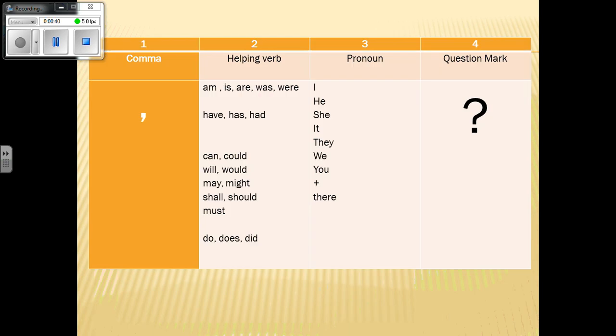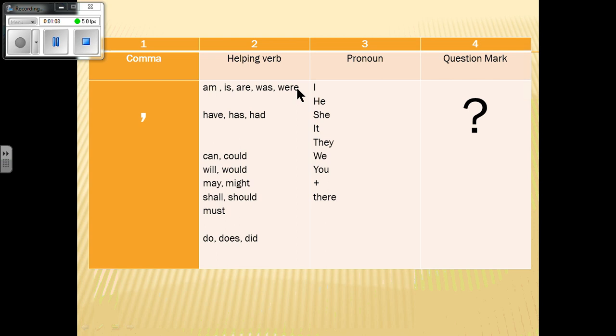We use it mostly in spoken language, so you will find many abbreviations in it, and we will see this now. To form a question tag, there are 4 main steps. Number 1, the comma. Number 2, the helping verb. Number 3, the pronoun. Number 4, the question mark. Number 1 and number 4 are so easy. A comma at the end of the statement and a question mark after the question tag.